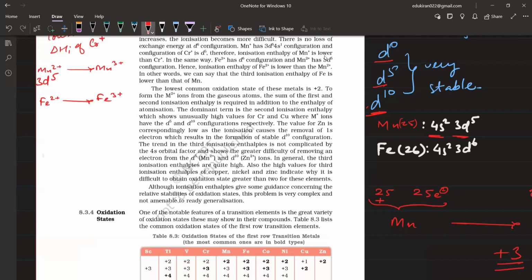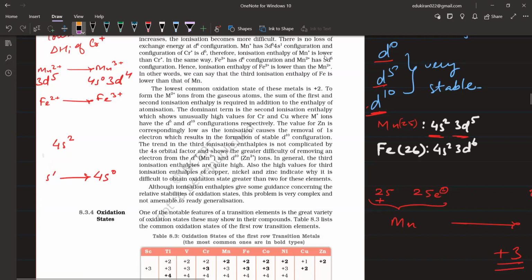If you remove one electron, you can remove one or more electrons from 4s. Yes or no? Yes, you can remove 2 electrons from 4s2. So now 4s will become 0. From where will you remove the third electron? From 3d5. So you will have 4s0 and 3d4. Stable or not stable? Not stable.